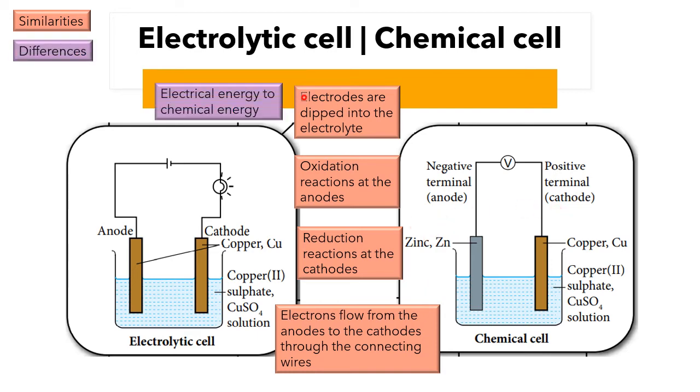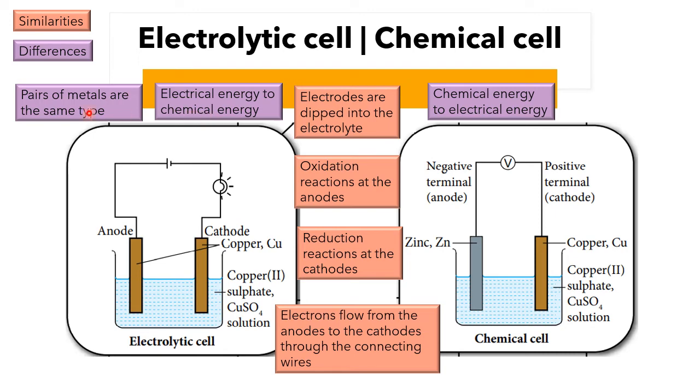Differences yang pertama, electrolytic cell converts electrical energy to chemical energy, so that's why we need a power supply in the electrolytic cell. Kalau dalam chemical cell, chemical energy converts into electrical energy, so there's no power supply in the chemical cell. Itu obvious sekali. Okay, voltmeter here to read the voltage, atau untuk gantikan voltmeter kita boleh gunakan bulbs.